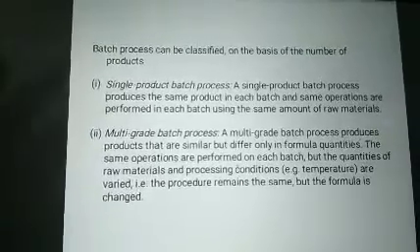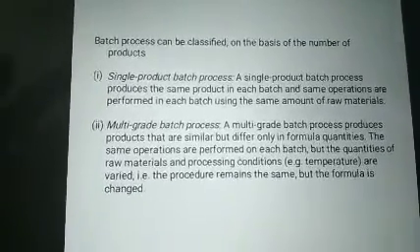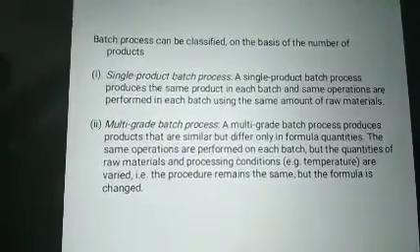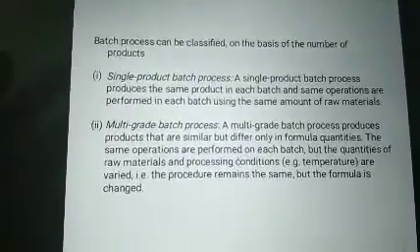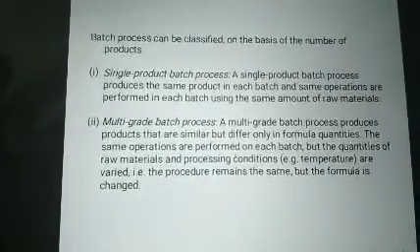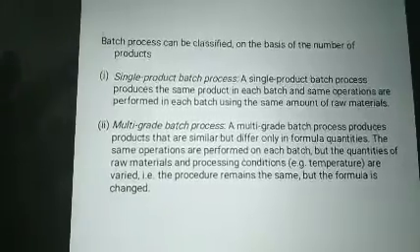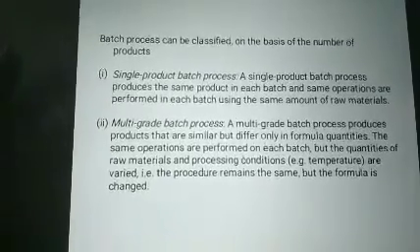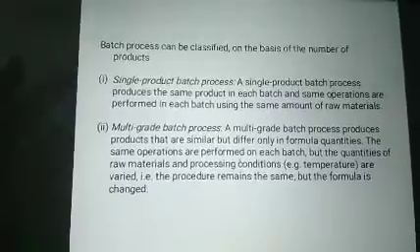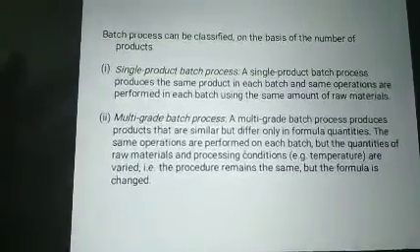Secondly, the multigrade batch process, in which the products are similar but differ only in formula quantities. The same operation is performed on each batch, but the quantities of the raw materials and processing conditions, that is temperature, pressure, or even the ambient moisture, are varied. That is, the procedure remains the same, but the formula gets changed.